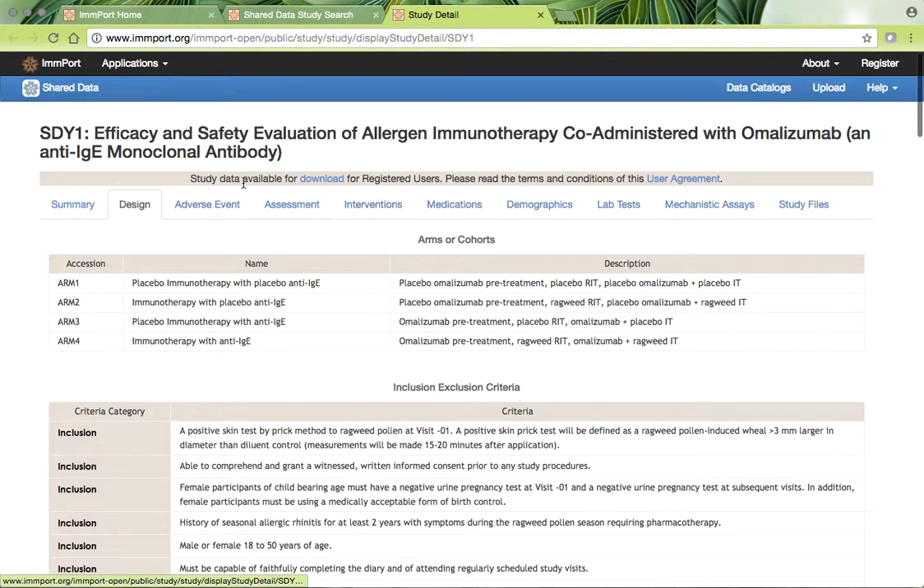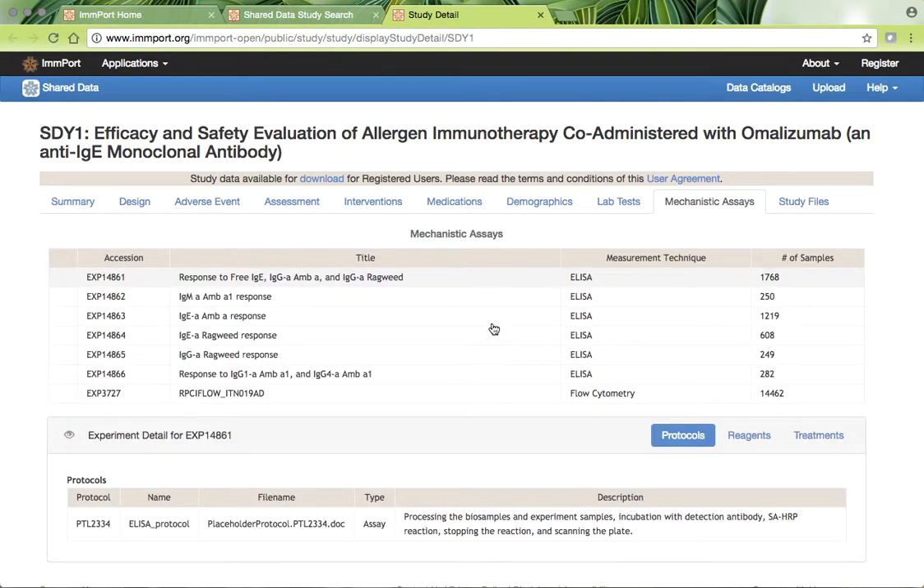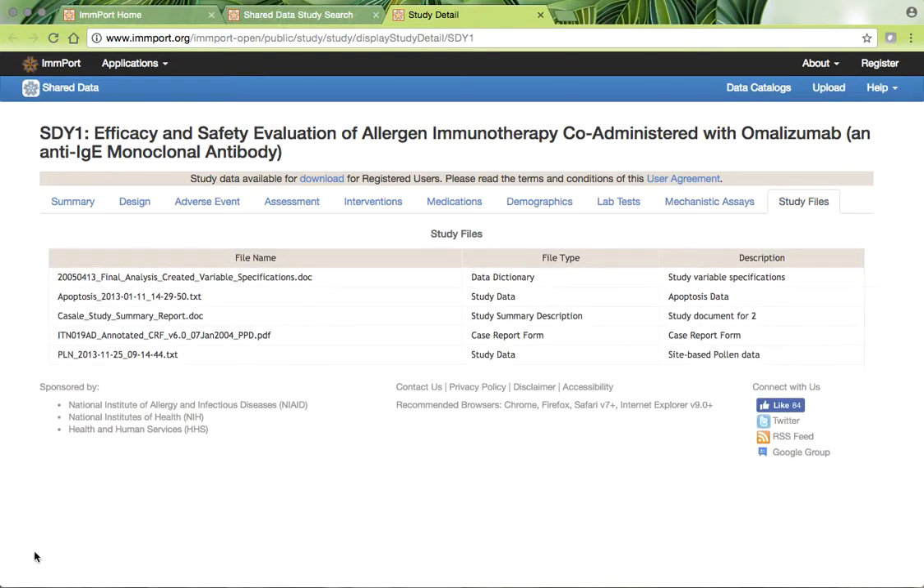Then the series of tabs that come after the design are not always there for each of the studies. It depends on the content that we have for that study. And in this case, study 1 is a pretty complete study. So we have adverse events, we have assessments for the subjects, we have intervention data, we have concomitant medication data. We have lab tests, which are actual results, and we have mechanistic assays, which is where you will find the experiments. Study files contains files that were provided but that we could not parse in our database.